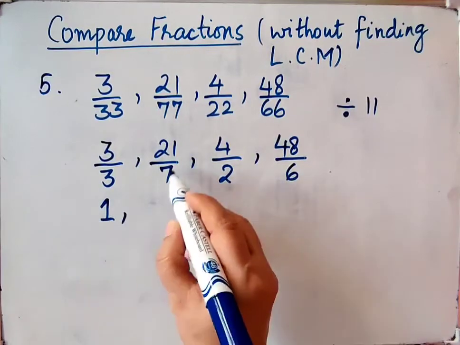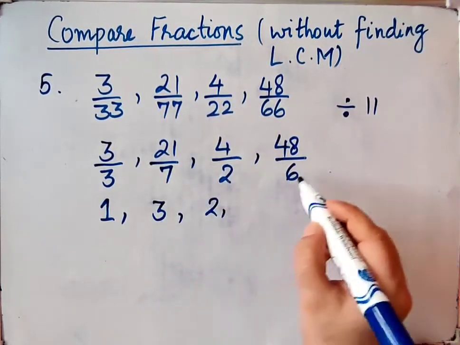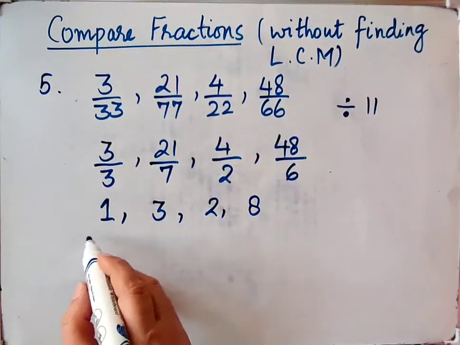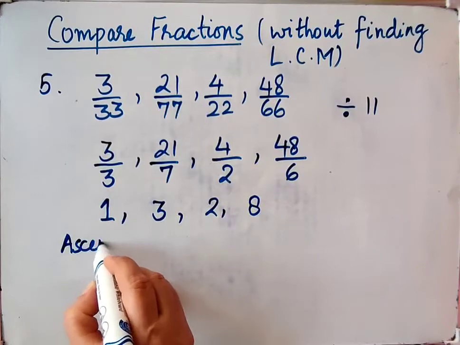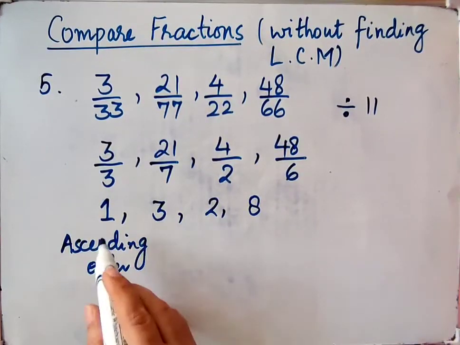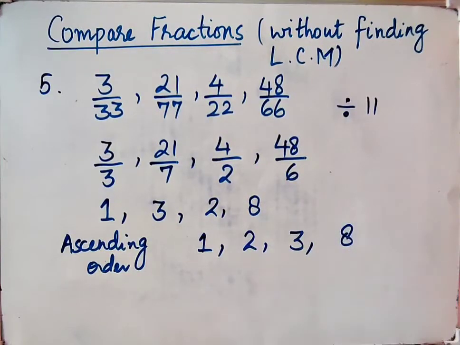3 by 3 gives me 1. 21 by 7: 7 3s are 21. 4 by 2: 2 times gives me 4. 6 8 times gives me 48. Now if I have to arrange them in ascending order, this will be 1, 2, 3 and 8.